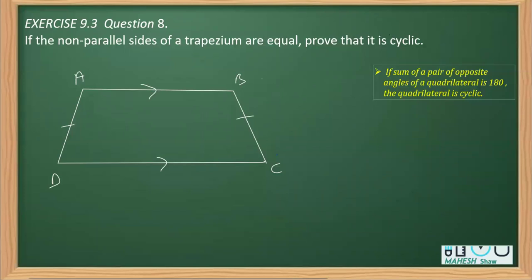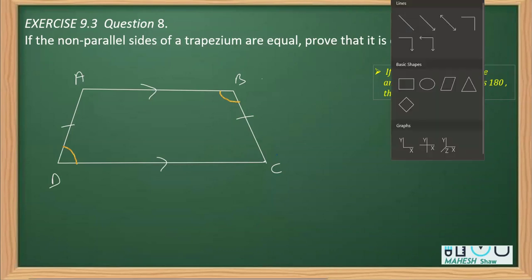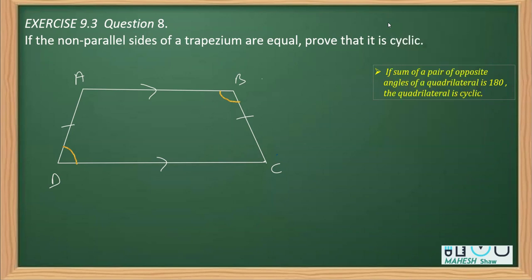So what we are going to prove is that one pair, let's say this angle plus this angle, is 180 degrees. For that, there is a construction. In this construction, we'll be drawing altitudes from A as well as B. So this is one of the altitudes. Let me draw the other altitude from B. Now, I name these as AM and BN, the altitudes drawn.